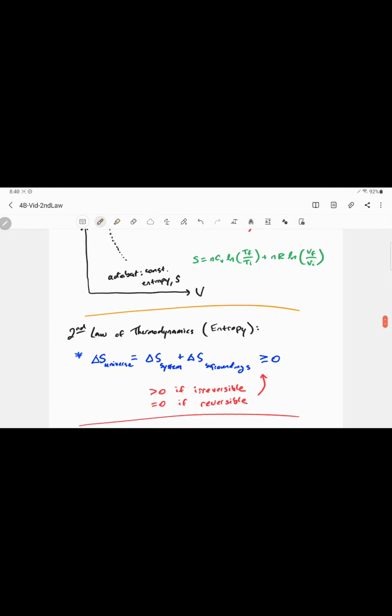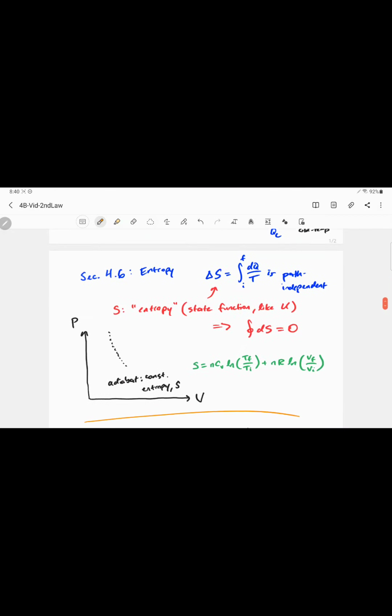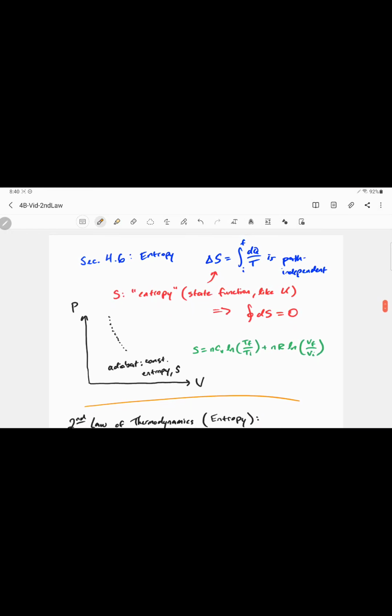Okay, so we're going to another statement of the second law of thermodynamics, but it involves something called entropy. Really, it's defined so that changes in entropy are defined first. It turns out this quantity is path independent: if you integrate dQ over T, that's path independent.